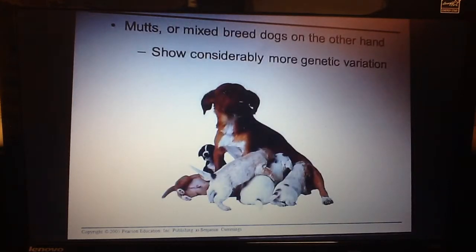Whereas if you have a mutt, or a dog of mixed breeds, then it has insanely large amounts of genetic variation, and that's because all kinds of different alleles are constantly being introduced.